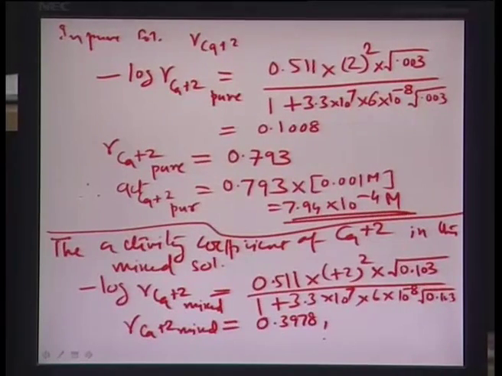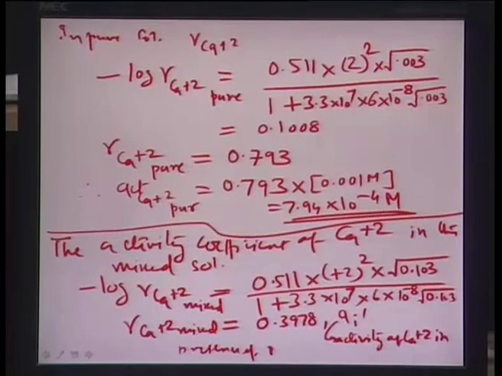and if you look at the Ai dash value, that means the activity of Ca+2 in the presence of Na+, that comes out to be equal to essentially 0.3978 times 0.001, which is also the molarity of the CaCl2 in the mixed solution, and that is 3.987 × 10^-4 molar. Okay, so that is what the activity of Ca+2 is in the mixed solution.